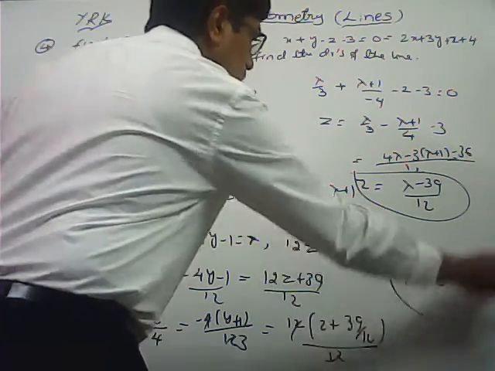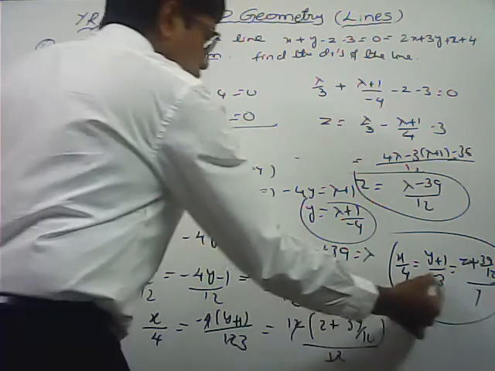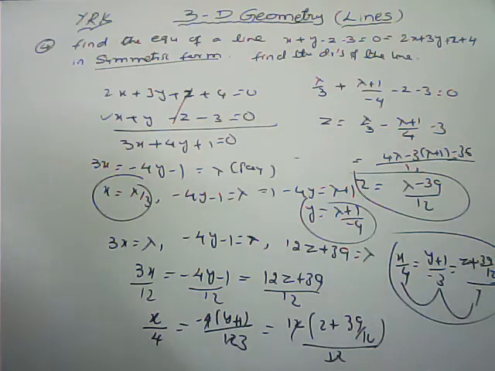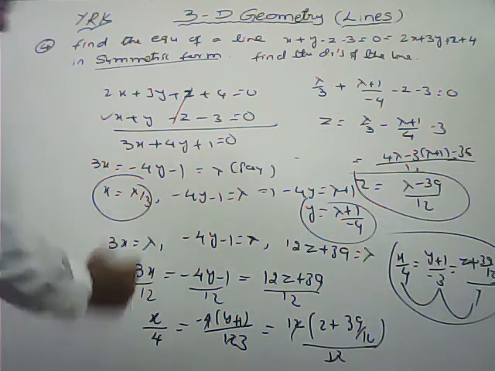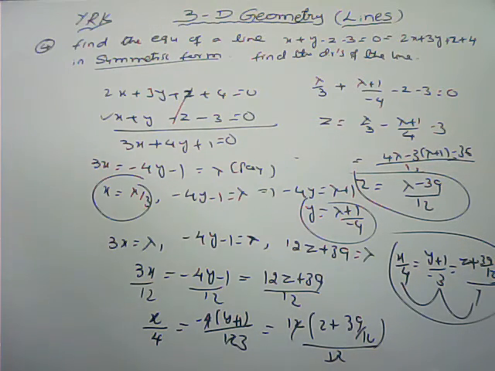So what are the drs of the line? In the denominator, whatever numbers are there, those are the drs of the given line: 4, minus 3, 1. Those are the drs of the given line. Here they are asking for the drs, shown. And that line passes through the point x equals 0, y equals minus 1, z equals minus 39 by 12. 0, minus 1, minus 39 by 12, that is the point it passes through.